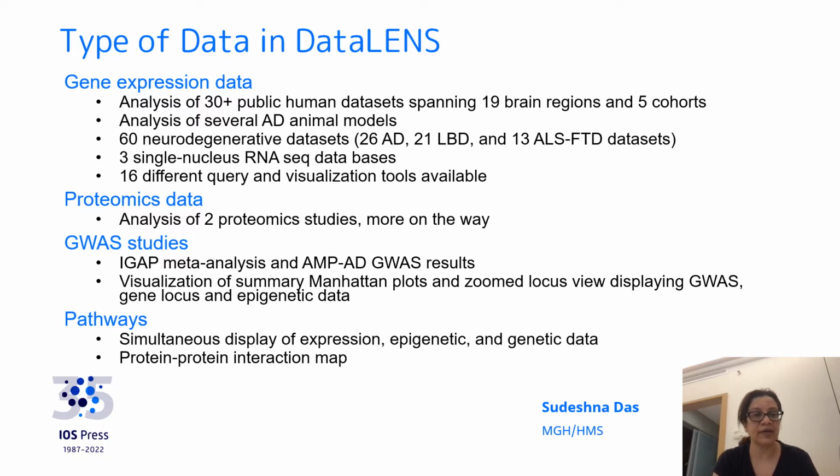We've also started including data from new technologies such as single nucleus RNA-seq, and we have 16 different query and visualization tools available to the neuroscientist for browsing and viewing this data. In addition to gene expression data, we also include proteomics data, GWAS studies, and pathways data as well.